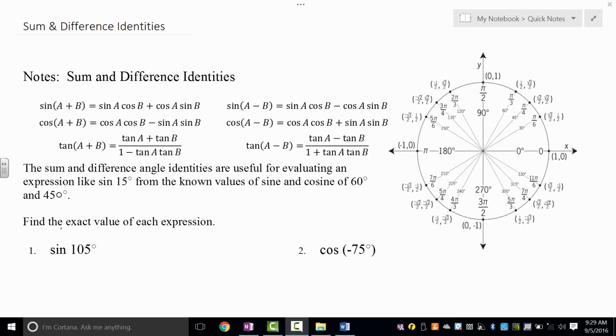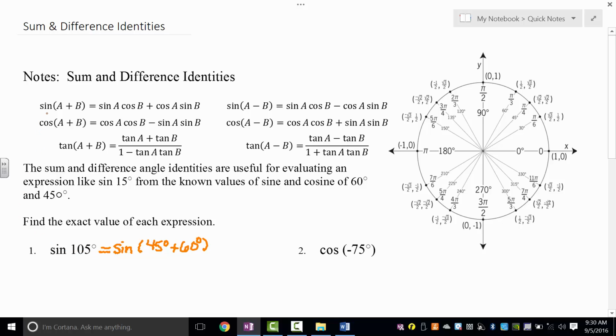Look at this example. We are going to find the exact value for the sine of 105 degrees. Well, again, 105 degrees is not one of our special angles. So we use two of the special angles to add or subtract to get 105 degrees. Well, if I add 45 degrees plus 60 degrees, that's the same as the sine of 105 degrees. 45 degrees plus 60 degrees equals 105.